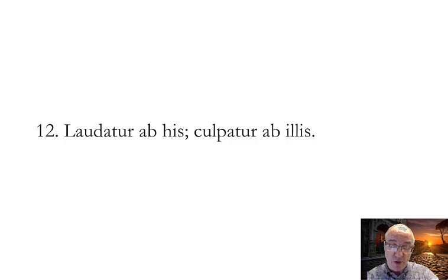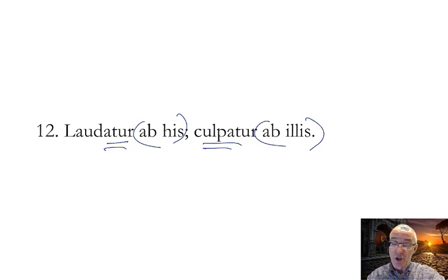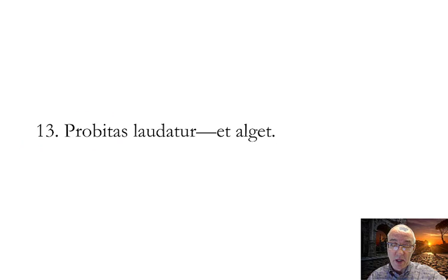Number 12. Laudatur ab his, culpatur ab illis. He is praised, laudatur, there's your ending. He is praised by these, he is blamed by those. There's just a cute little phrase. Your ablative of personal agents are in there. He is praised by these guys, he is blamed by those. Number 13, probitas laudatur et alget. Uprightness is praised and it alget. It thrives, it alget. And that's it for the sentences.